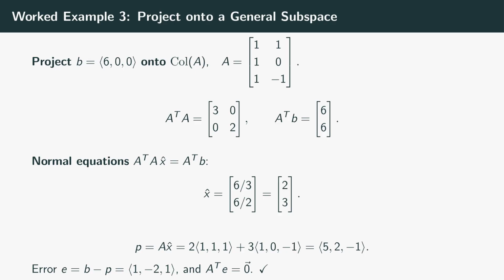Check it against the columns. A transpose times the error is the 0 vector, so the error is perpendicular to both columns. The projection landed in the column space and the error stands perpendicular, exactly as promised.